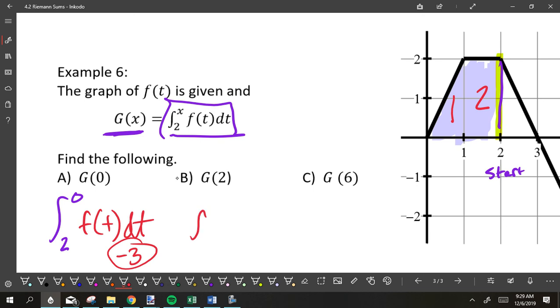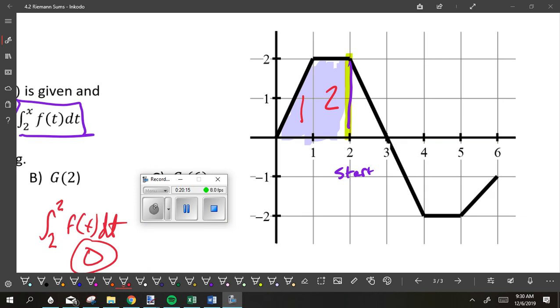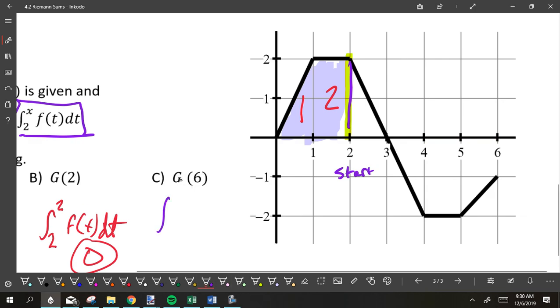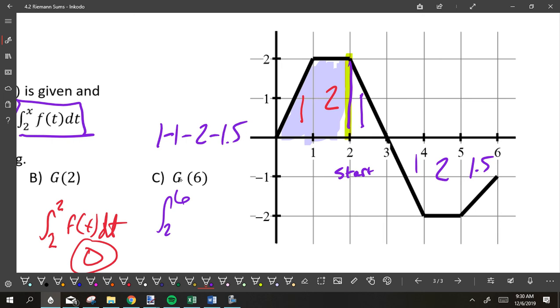Letter B, we're going to g of 2. So we're starting at 2 and we're going until 2. What's that area going to be? It's 0, because you started and ended in the same spot. Try that last one. Look at it. We're integrating this thing from 2 to 6. So this area is 1, and these are 2 and 1.5. So it's 1 minus 1, minus 2, minus 1.5. Those two things cancel. Negative 2 minus 1.5 gives negative 3.5. Sorry.